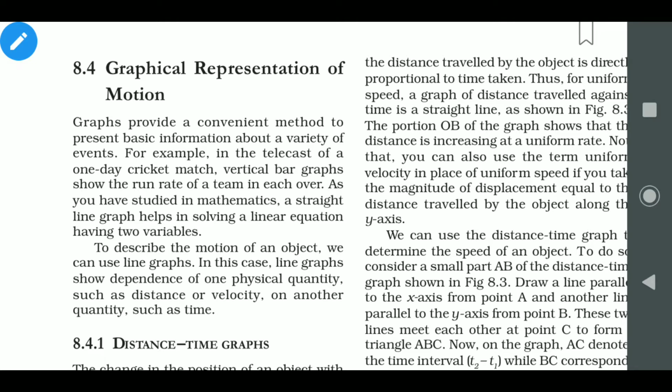Now we will continue our discussion and discuss the graphical representation of motion. There are two types of graph: distance-time graph and velocity-time graph. Let's see the distance-time graph.